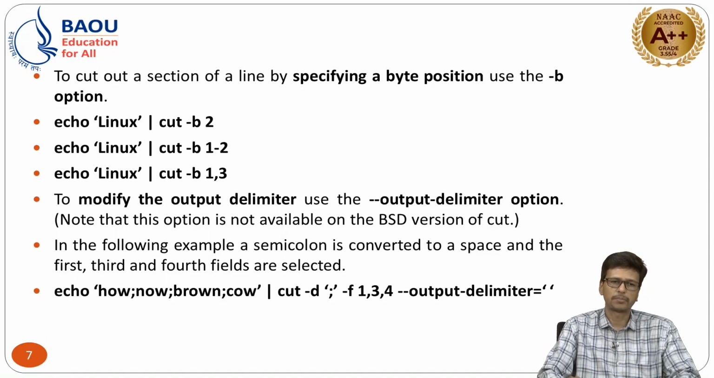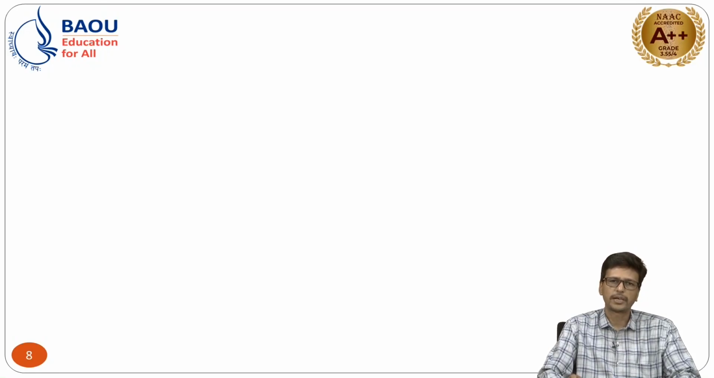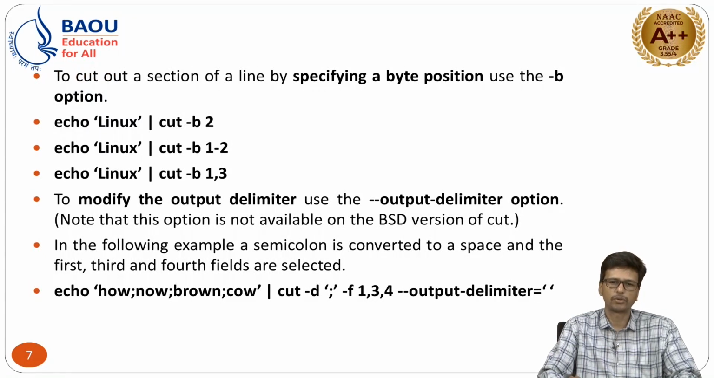So in this example, echo, then how, now, brown and cow, these 4 strings are all separated by a semicolon, but you are not requiring to print that semicolon. In that case, you can separate those with the help of your own modifier, right? That means your own delimiter. We can apply this in our example also.